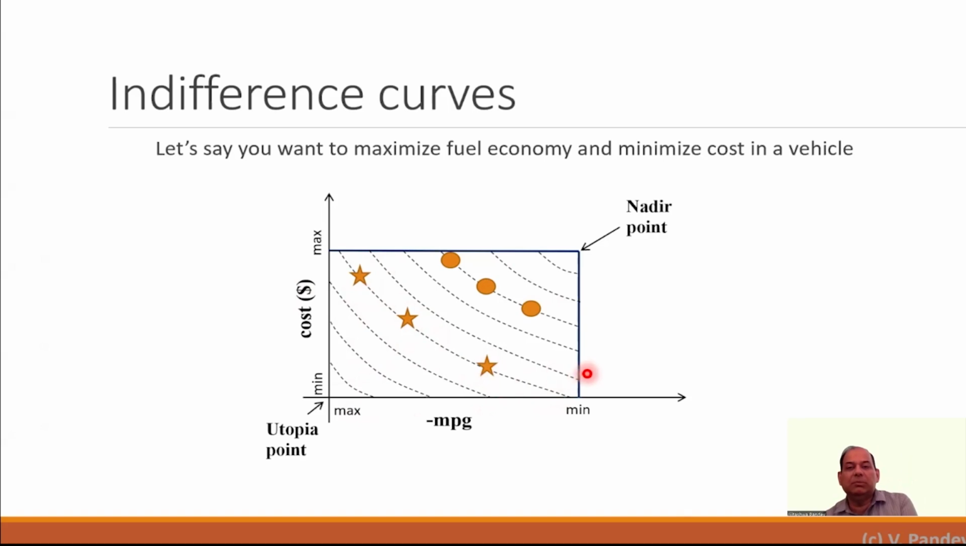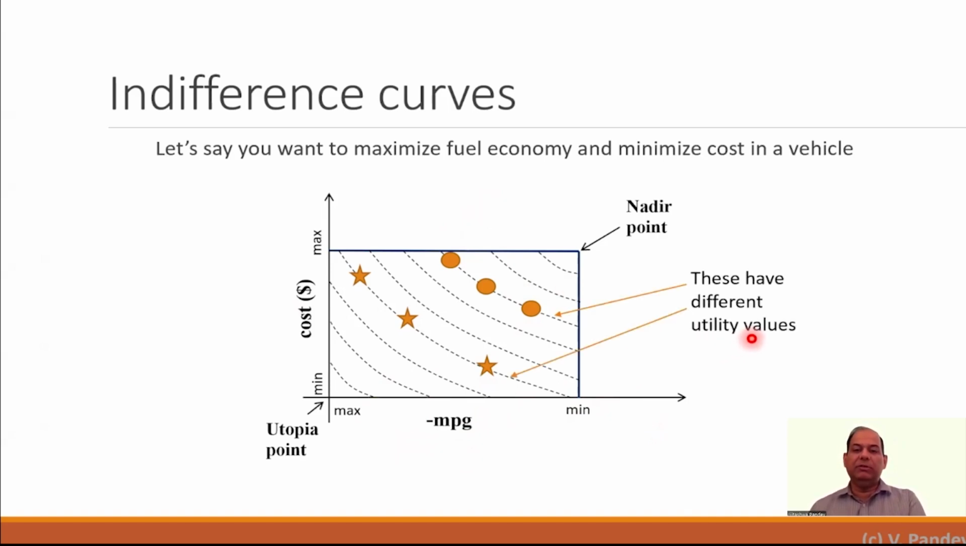And then each decision maker will have their own indifference curves. So they will have different slopes. They may have different curvatures and so on and so forth, right? So that captures your trade-off behavior. So somebody might say that I would give up much more in the miles per gallon category for a reduction in cost. Somebody else might say, no, I'm a green customer. I want my car to have very high miles per gallon, and I'm willing to pay more. So those kinds of things can be captured in indifference curves.